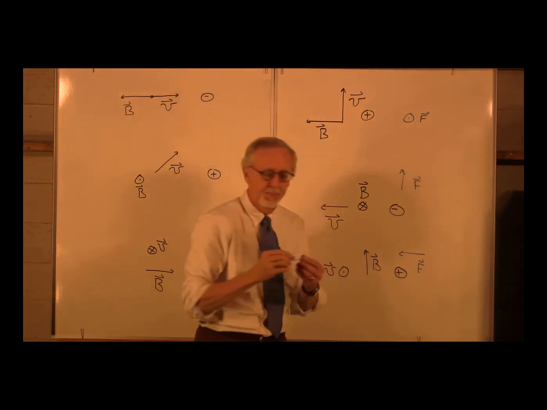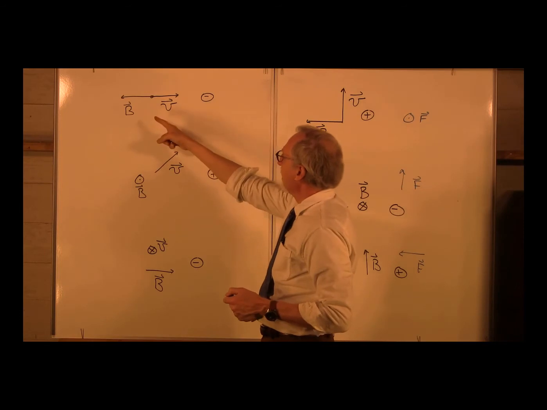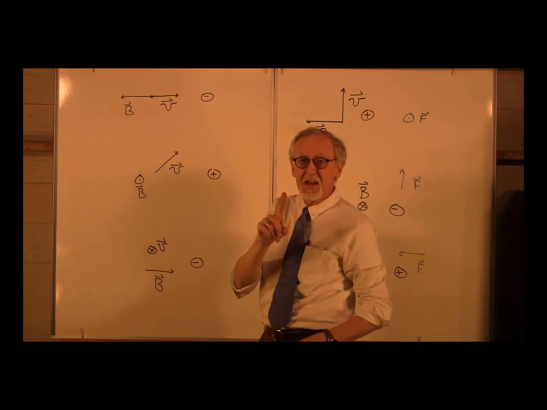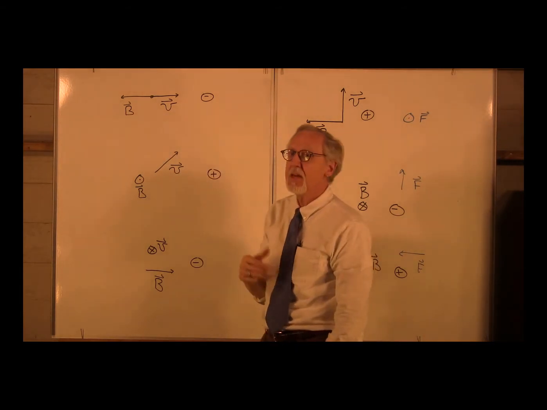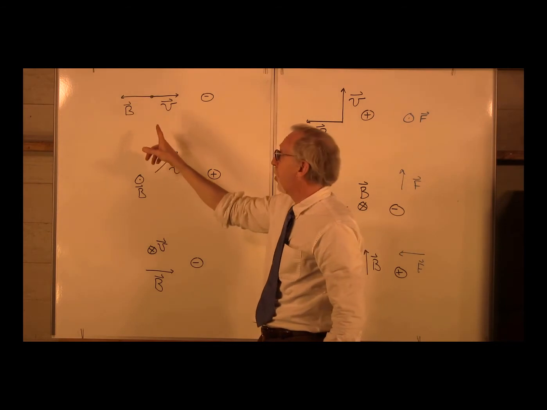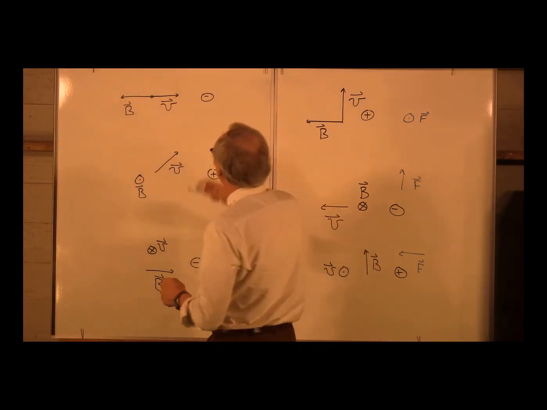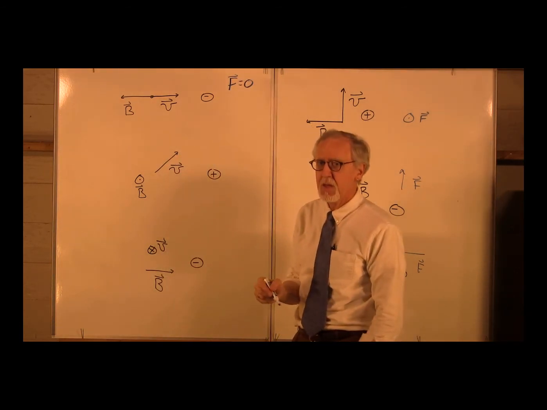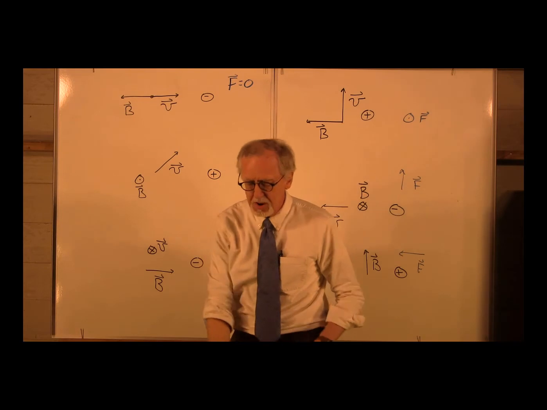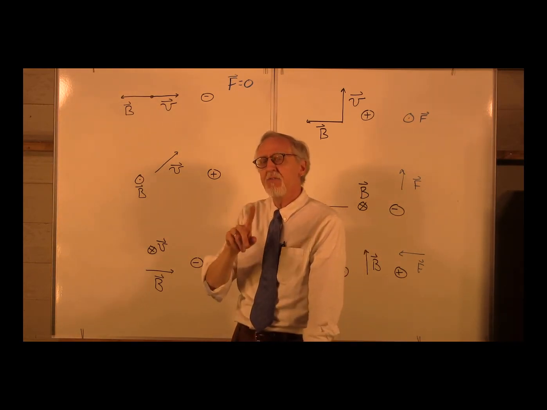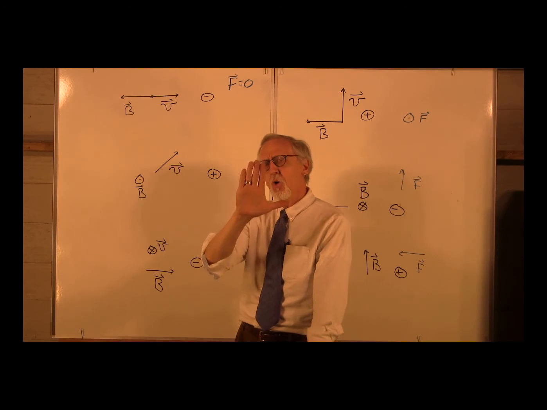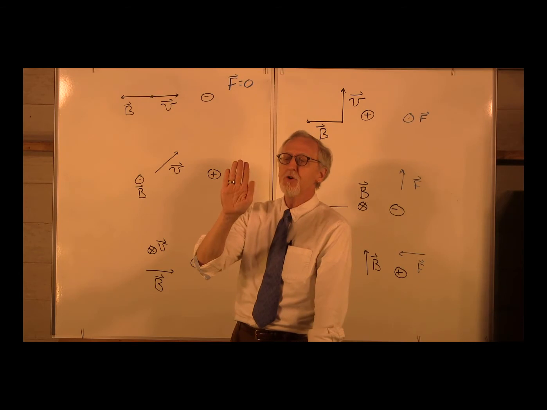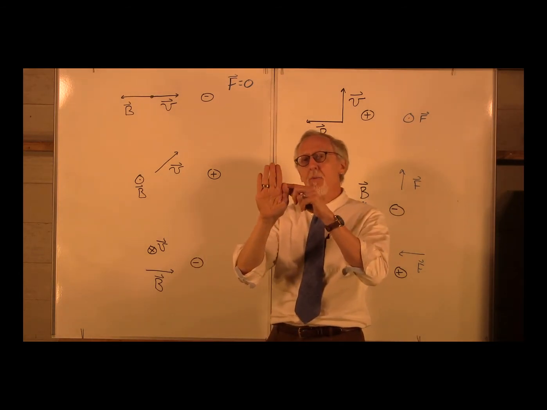What about this one? V, B. Oh, wait a second. What's the angle between these? It's 180 degrees. What's the force? Well, if they're 180 degrees, the force is 0. There's no force. One important point to keep in mind, remember the angle between V and B can be anything from 0 to 180 degrees. So when you're applying the right-hand rule, you have to imagine that you can move your thumb all the way up to almost 0 degrees.